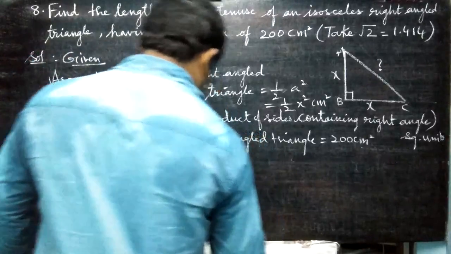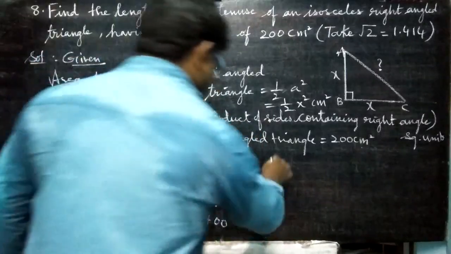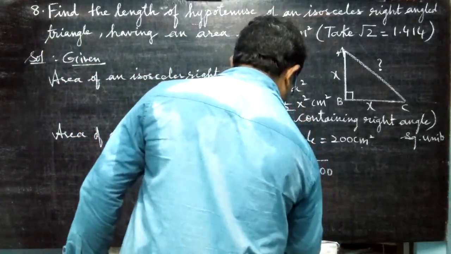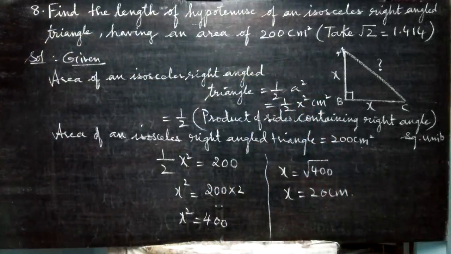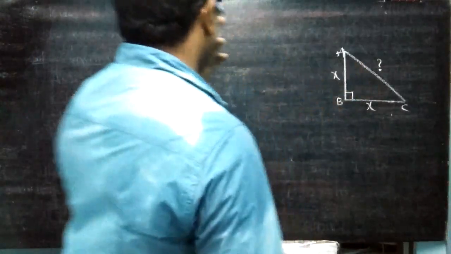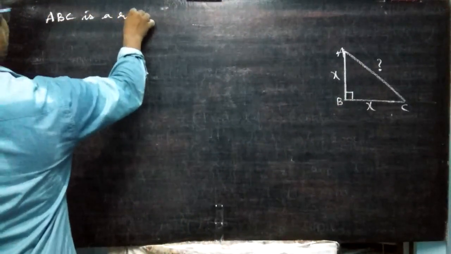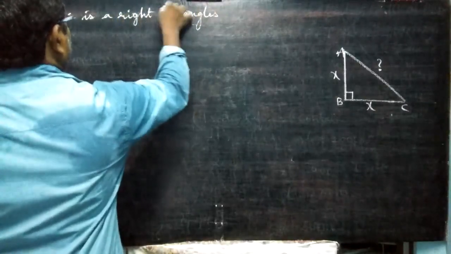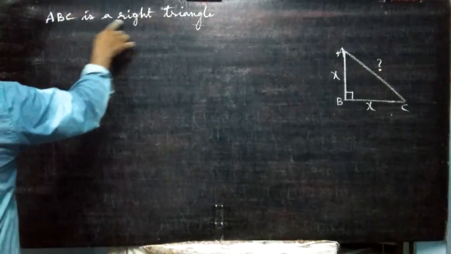Now, x square is equal to 400. x is equal to square root of 400. x is equal to 20 centimeters. How much? 20 centimeters. Now they are asking to find the hypotenuse. We know ABC is a right triangle. If you want, isosceles also you can add, no problem. Isosceles right triangle also you can write.